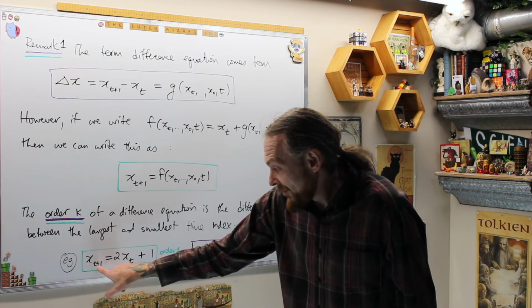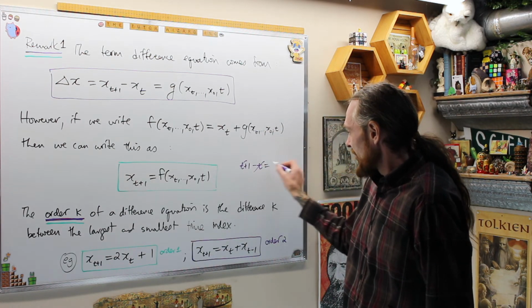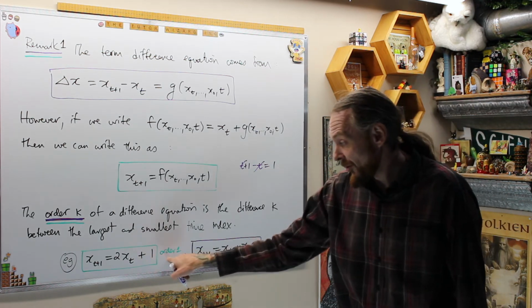So this one is x_{t+1} minus x_t is equal to 1. So the order is 1. This is order 1.